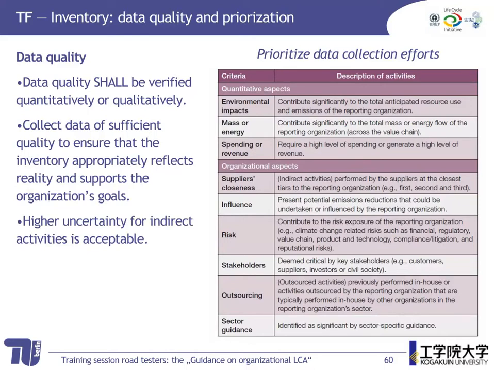Here you have a list of potential criteria that you could use to prioritize data collection efforts. This means that regarding all the indirect activities, according to the guidance, you should include all of them, which means that you can decide to take some of them out of your system. Here you have a list of potential criteria that you could use to define which of these activities are not going to be taken into account.